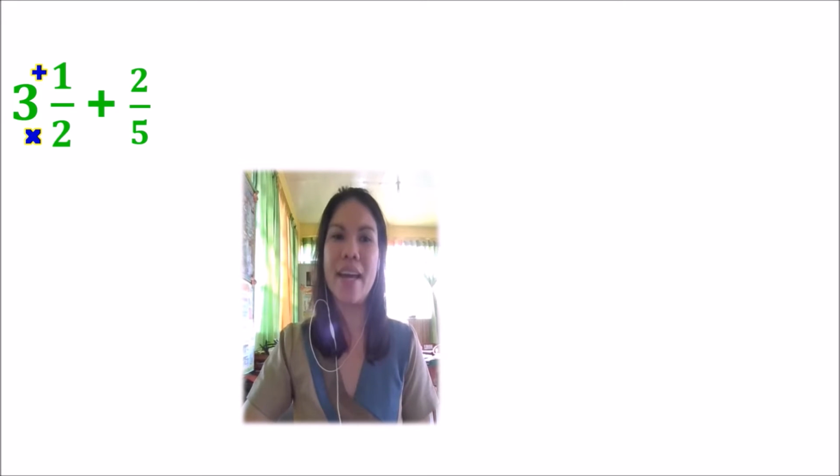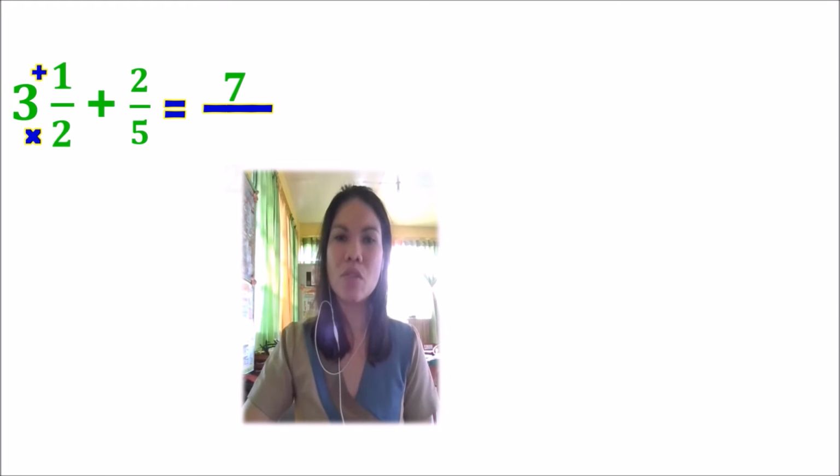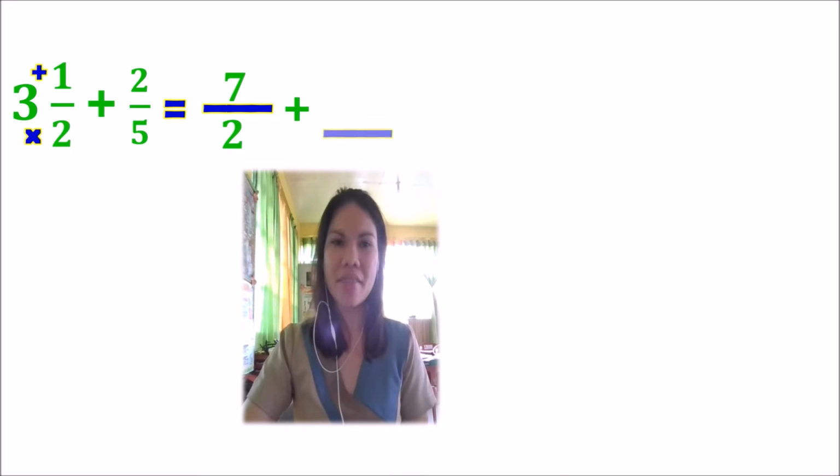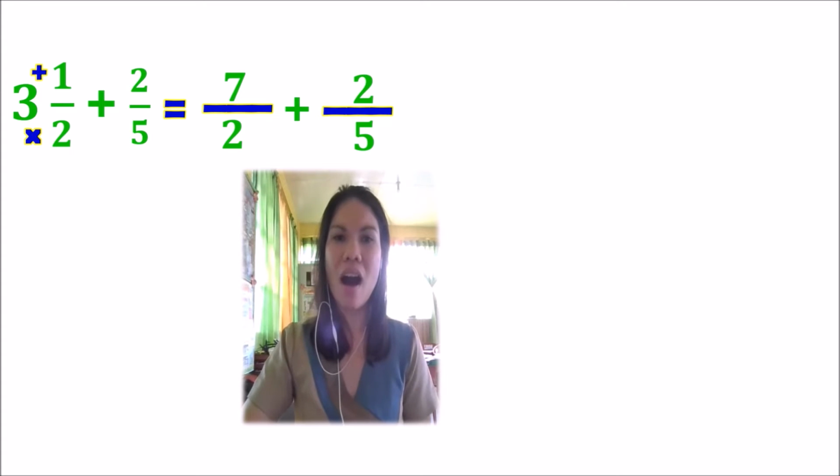By doing our multiplication and addition, we will do the renaming. So 2 times 3 is equal to 6 plus 1, it will be 7. So we will have our 7 as the numerator. And of course, we will just copy our denominator, which is number 2. Then let's copy our addend 2/5. So we will now have 7/2 plus 2/5.